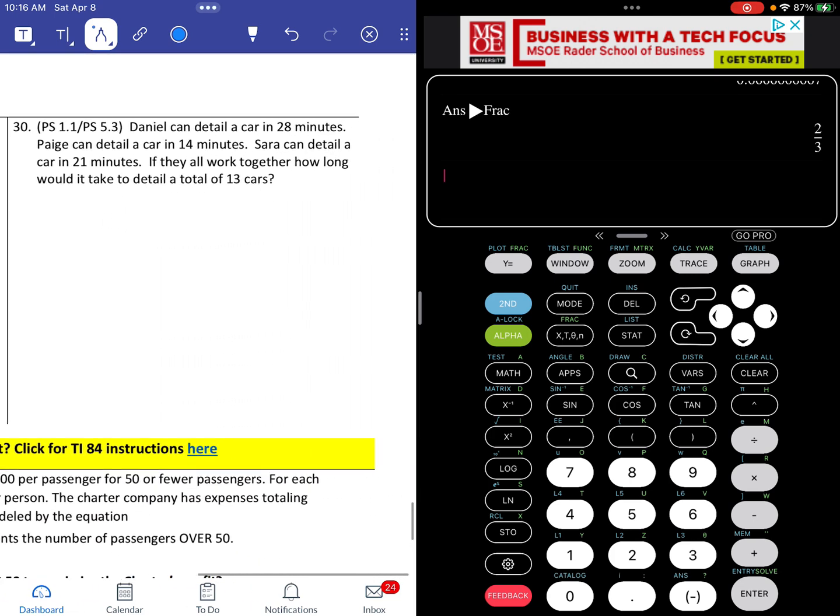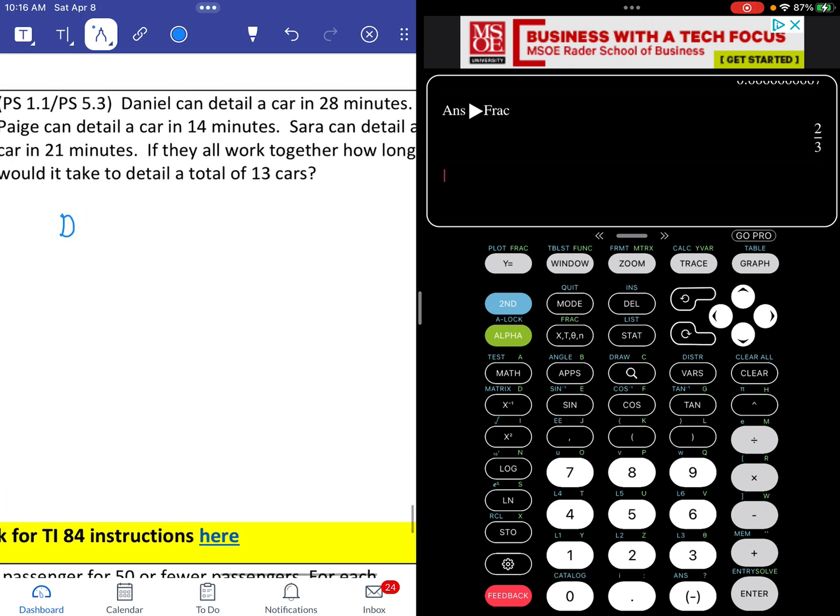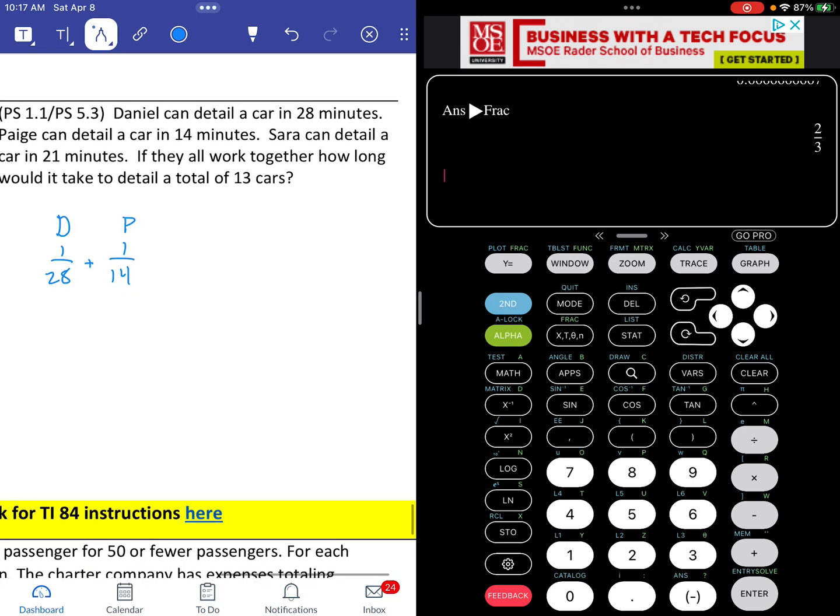Last one of these. Dana can detail a car in 28 minutes. Paige can do it in 14 minutes. Sarah can do one car in 21 minutes. If they all work together, how long would it take to detail a total of 13 cars?